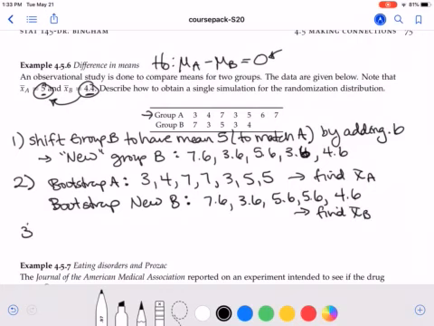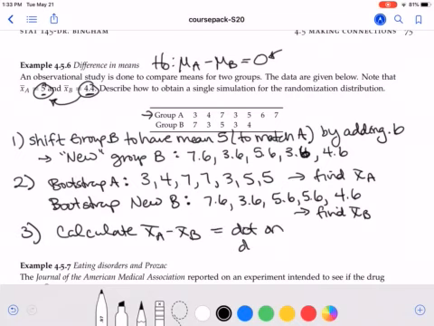So then, lastly, we would calculate the difference in those two means. And then this is a dot on our dot plot that we would see in StatKey. So when we press the button and say to do this 1,000 times, it does this process of shifting first, getting our bootstrap samples, taking the difference, and then repeating basically step 2 and 3 1,000 times.